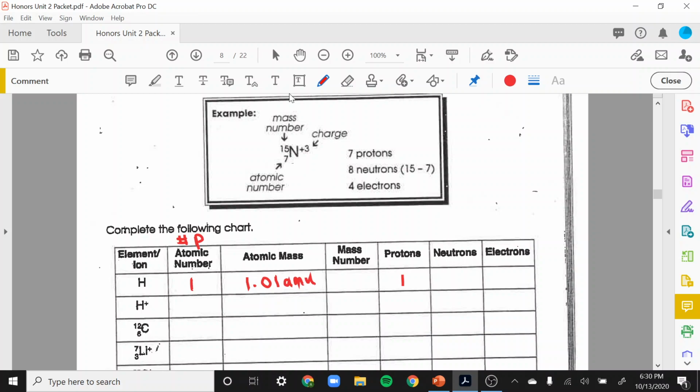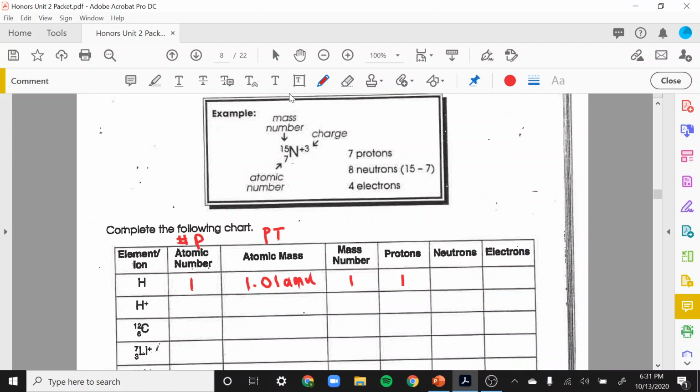Now here's the tricky part, right? The atomic mass you just get off of the periodic table. The mass number is not on the periodic table, right? And if they don't give you the mass number on this symbol, here's what I want you to do. I want you to just take your atomic mass and round it to a whole number.